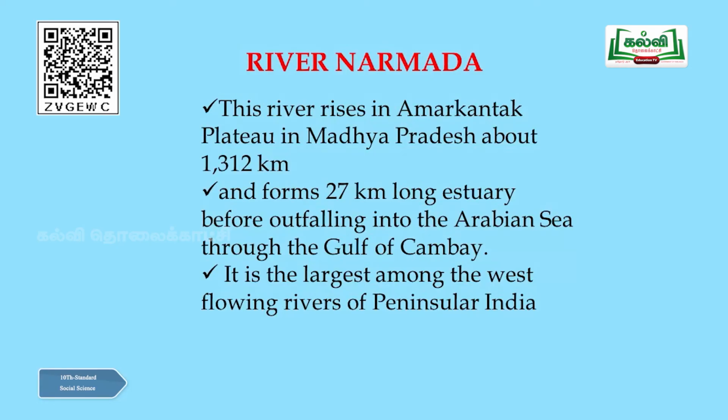And next is river Narmada. This river also rises in the Amarkantak plateau in Madhya Pradesh, and its length is 1312 kilometers. For 27 km, it forms an estuary before draining into the Arabian Sea. It is the largest among the west flowing rivers of Peninsular India.